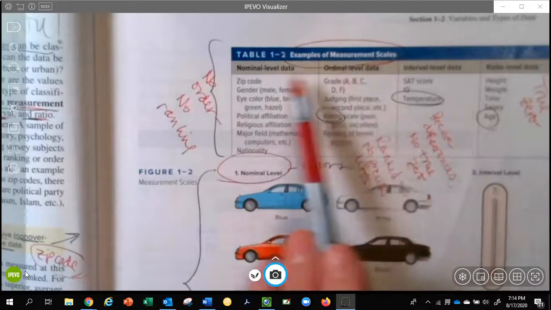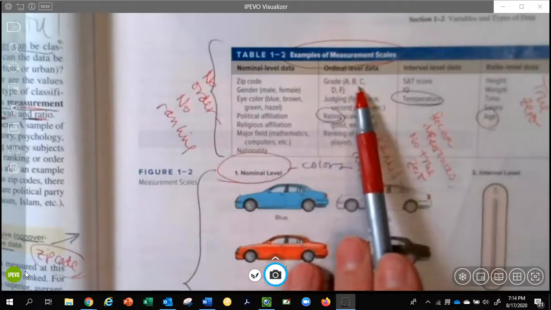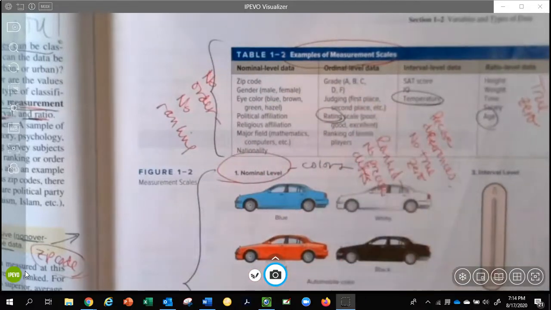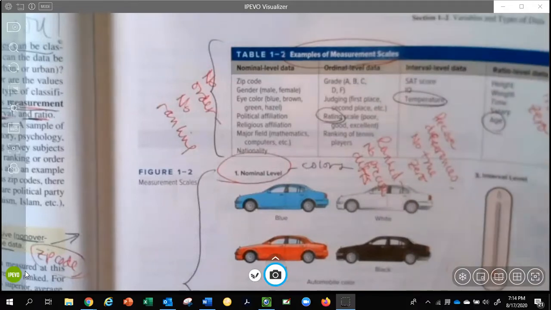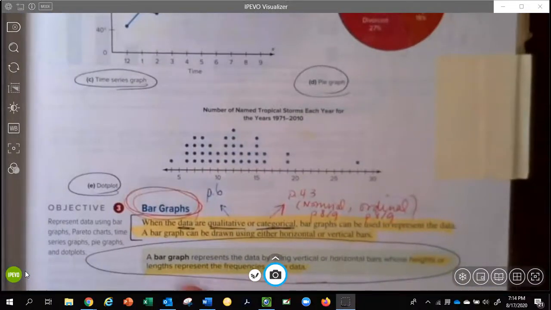Also ordinal level, like a grade. Like in this class, someone ends up with an A on the test. They go in the A bucket. So getting your brain wrapped around that a bar graph is basically going to chart buckets. And it can be used to represent the data. A bar graph can be drawn using either horizontal or vertical, and then here's the official definition. A bar graph represents the data by using vertical or horizontal bars.